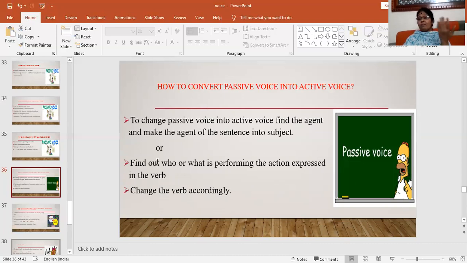Now next, we have learned when to use and when not to use. Now, how to change passive voice into active voice. Earlier we learned how to change active voice into passive voice. Now we will see how to change passive voice into active voice. To change passive voice into active voice, find the agent and make the agent of the sentence into the subject. That is, find which is the object, right, on whom the action is being performed. Find that and make your object into subject and change the verb accordingly, right?